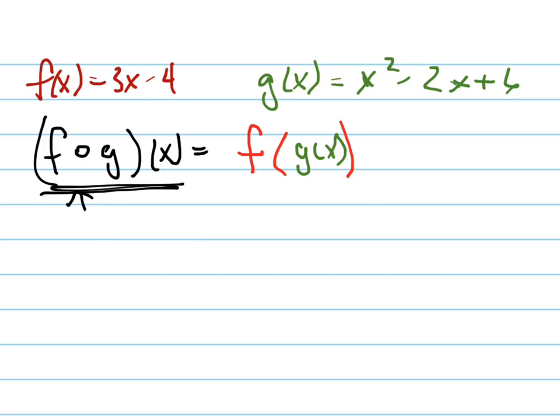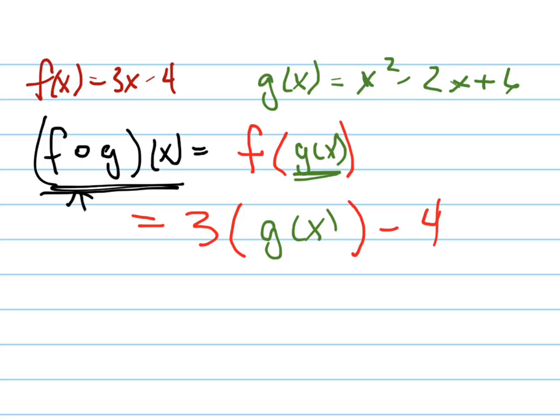So let me go ahead and show you that work underneath here. I'm going to write the red function out. So f of x is 3 times something minus 4. And what am I plugging in for x? What am I plugging in? What's it telling me to plug in? It's telling me to plug g of x in. So everywhere I see x, I'm going to plug in g of x.